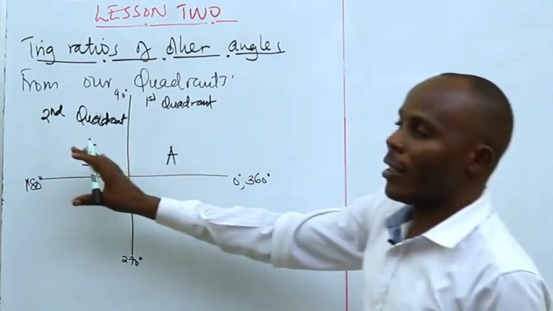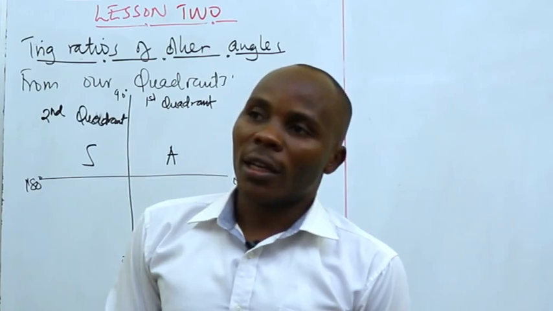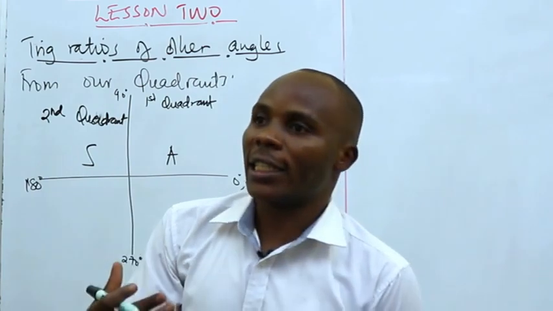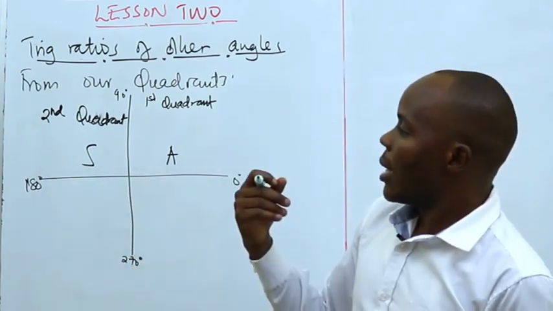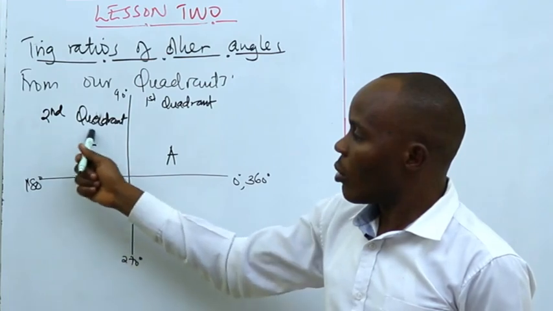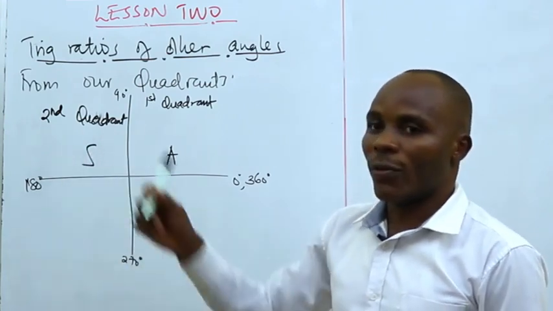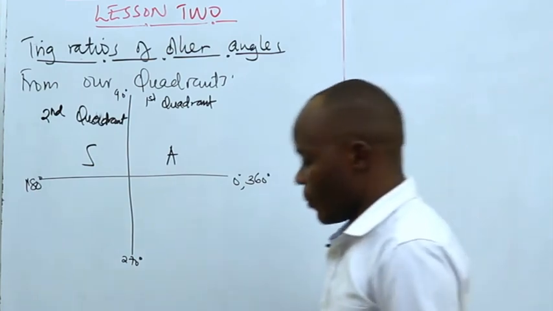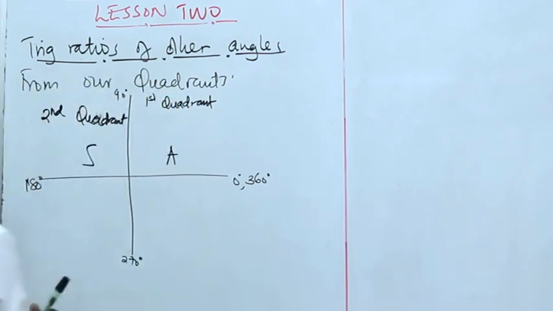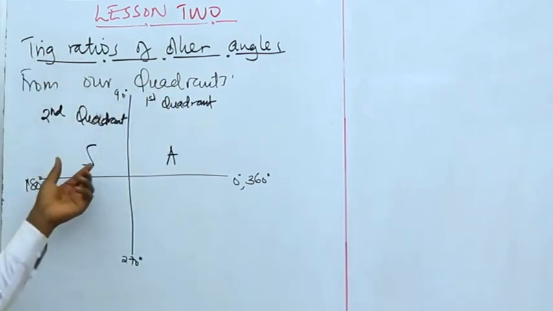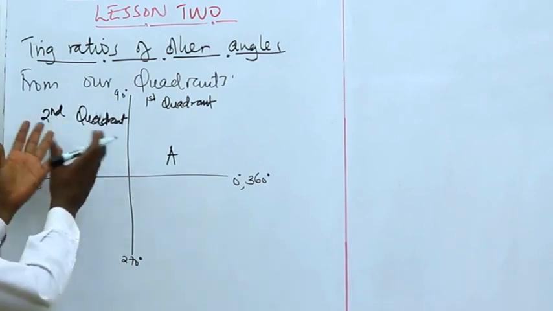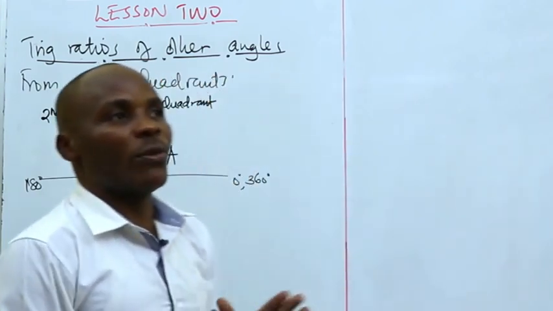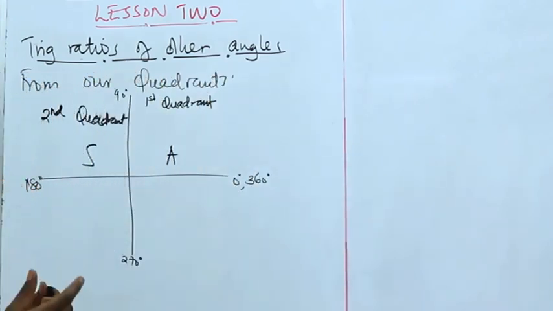Sine here means in the second quadrant, it is only the trig ratios of sine of the angles that will give you a positive. The rest are negatives. I repeat. In the second quadrant, it is only sine of the angles here that gives the positive value. The rest will always give you a negative.